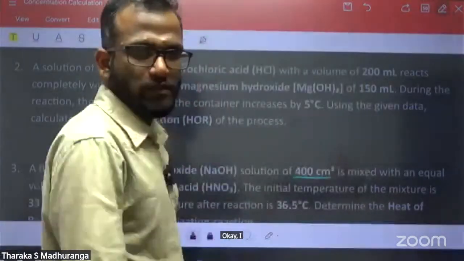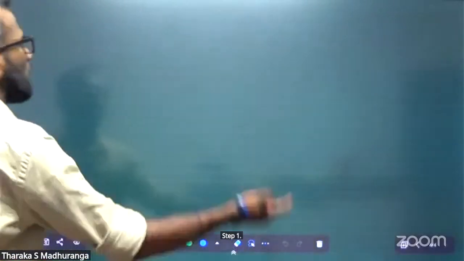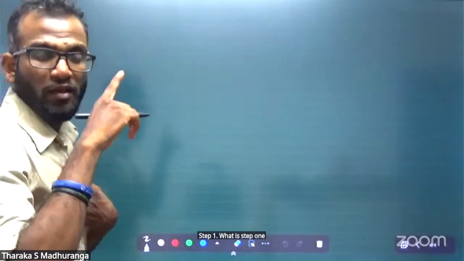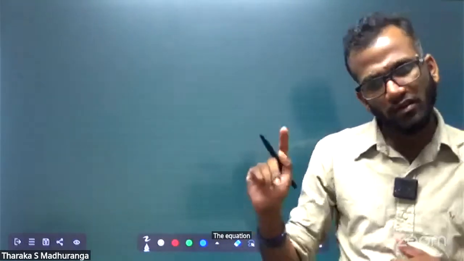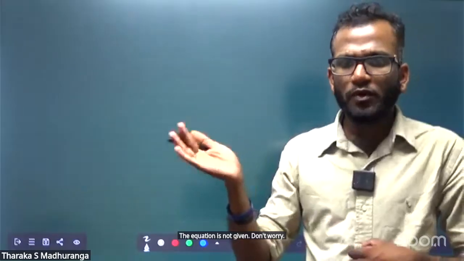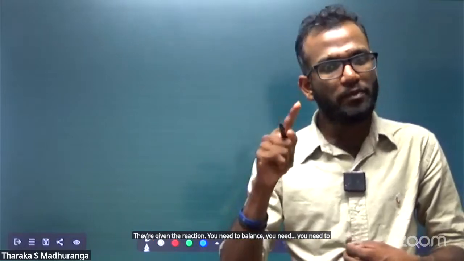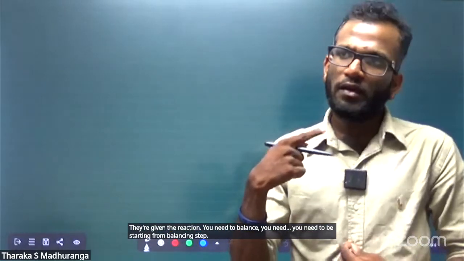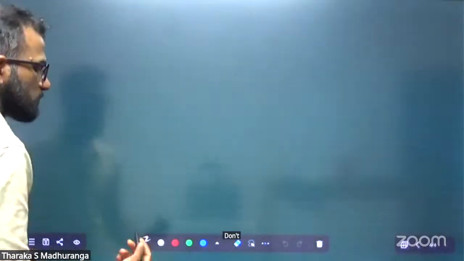Okay, I'm going to start with step 1. What is step 1? First of all, I have to write down the reaction because the equation is not given. Don't worry. In exams, in past papers, they always give the reaction. You need to balance; you start from the balancing step. They always give the equation. Don't need to worry.